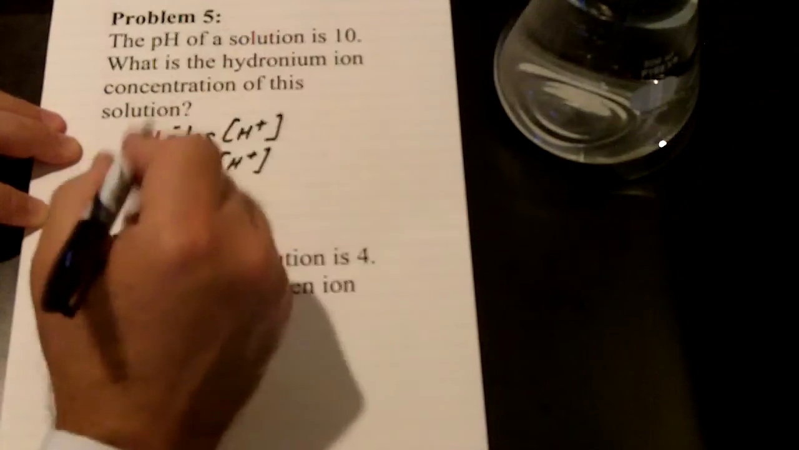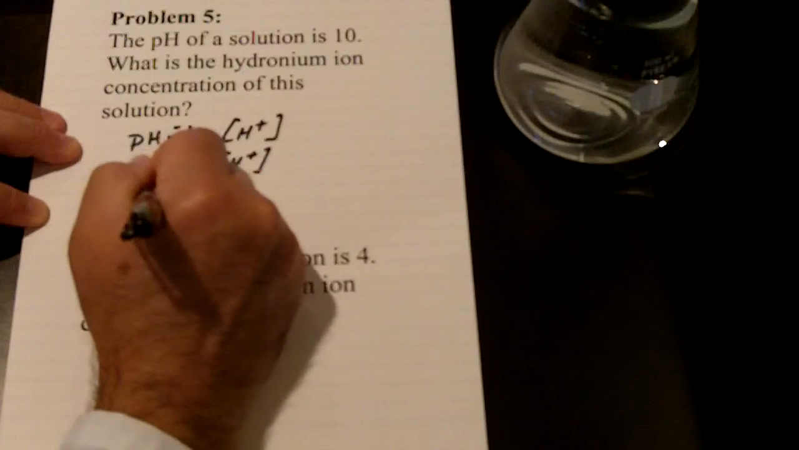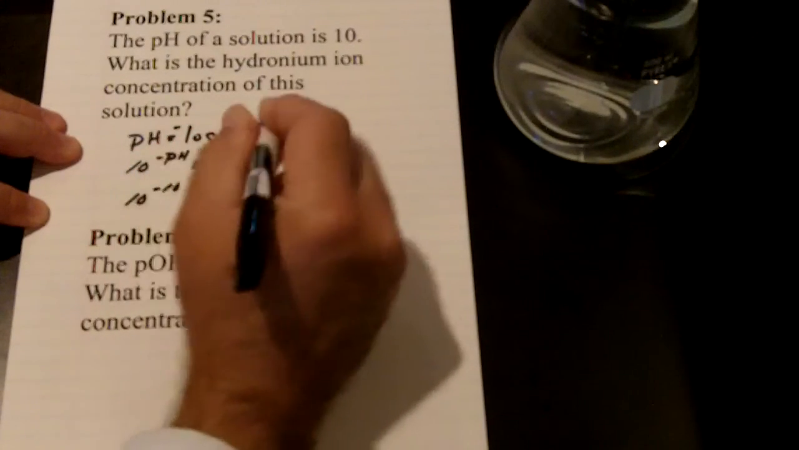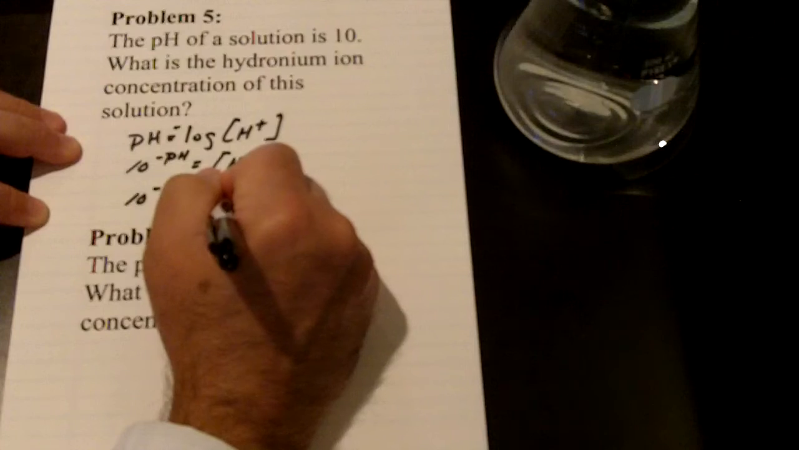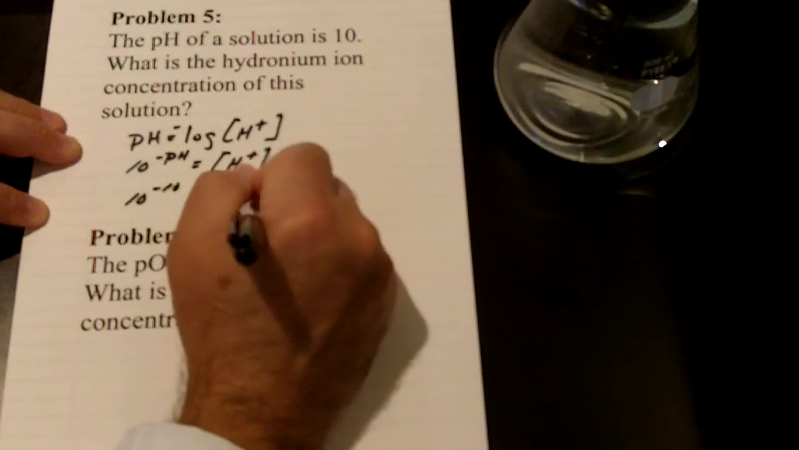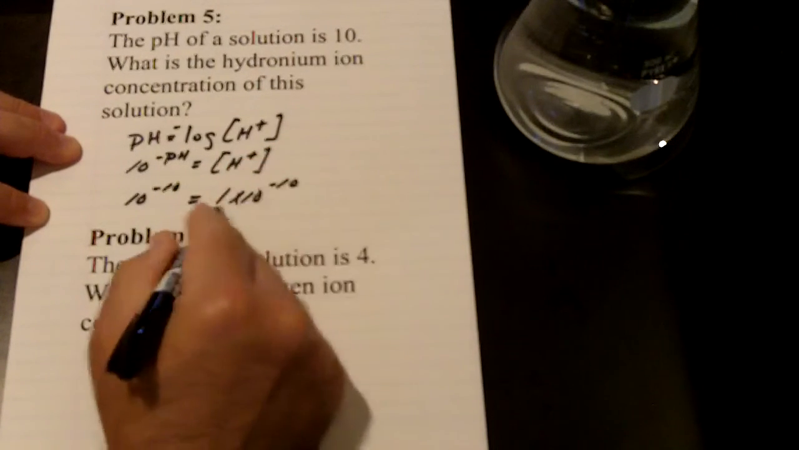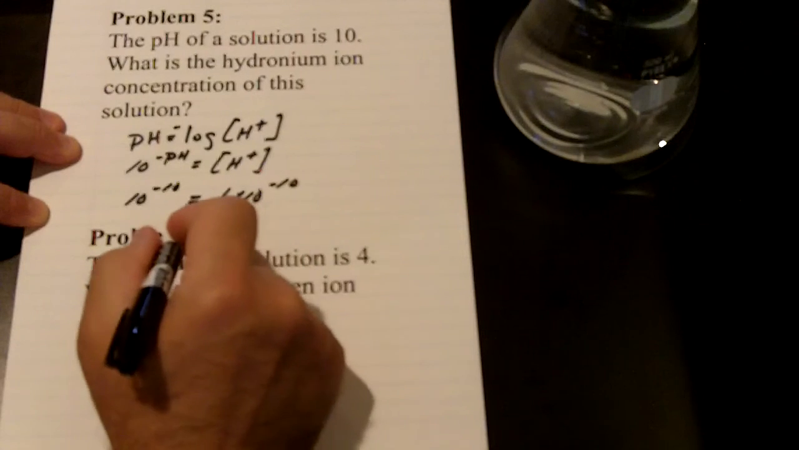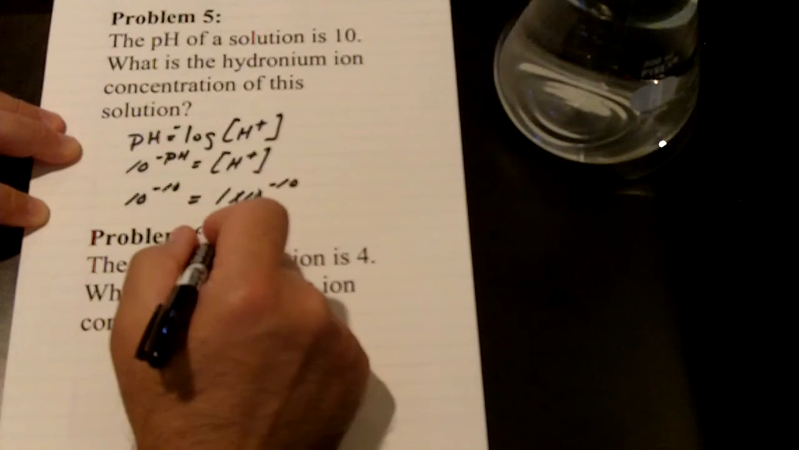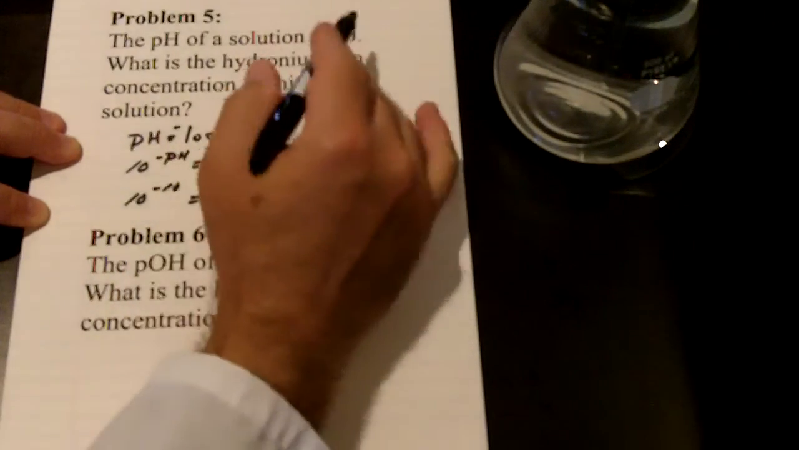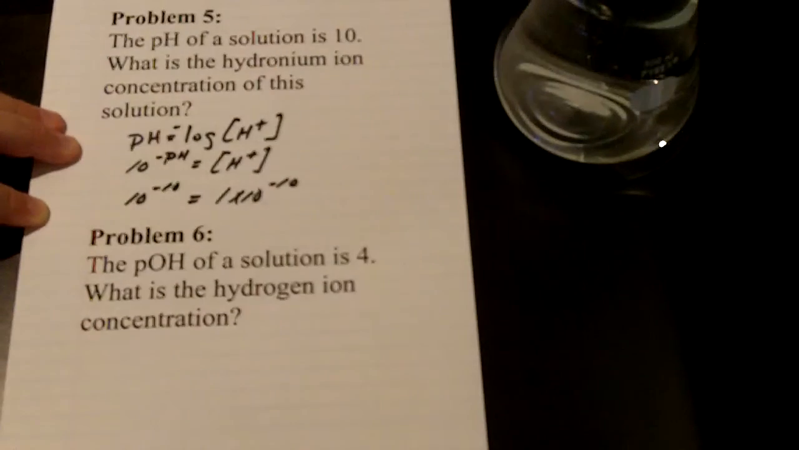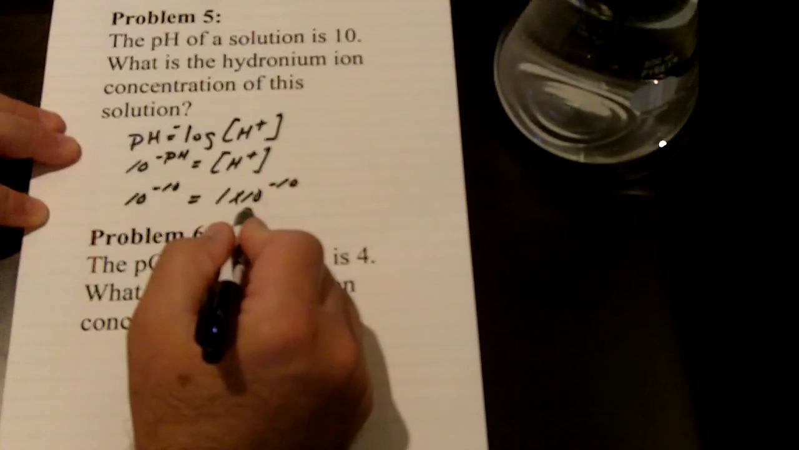So if I know the pH is 10, I simply say 10 to the minus 10 is equal to the hydrogen ion concentration, which is 1 times 10 to the negative 10. Remember, 1 times anything is just itself. So the hydrogen ion concentration is just 1 times 10 to the minus 10 if the pH is 10. So pretty straightforward. I didn't even need a calculator.